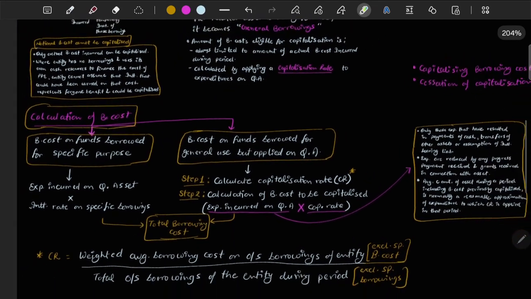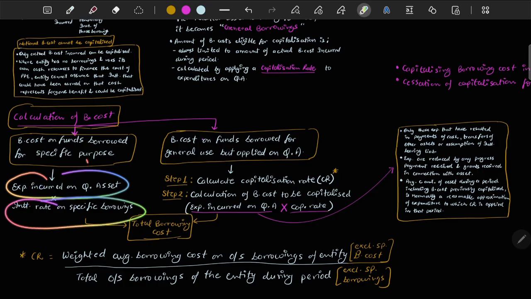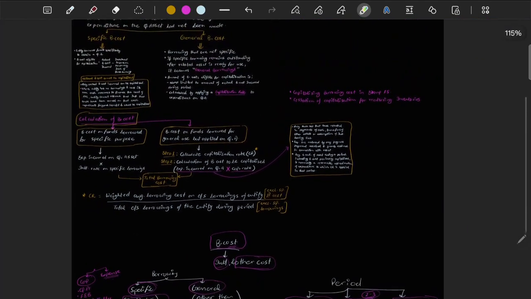So this is how we calculate borrowing cost. In specific borrowing cost, expenditure incurred into interest rate on specific borrowings, and in case of general borrowings, expenditure incurred into capitalization rate. This is how we calculate the capitalization rate. So this is your whole chapter.